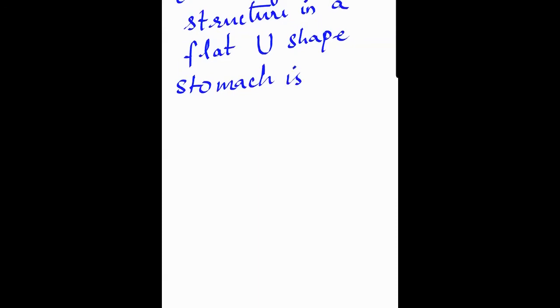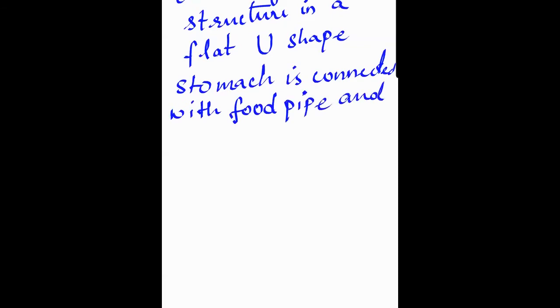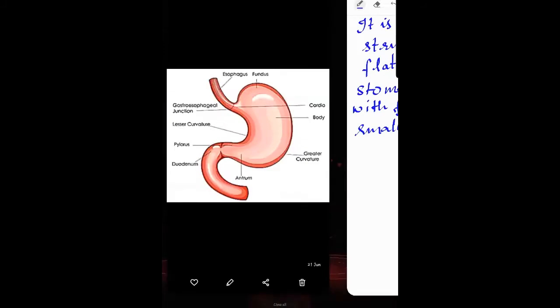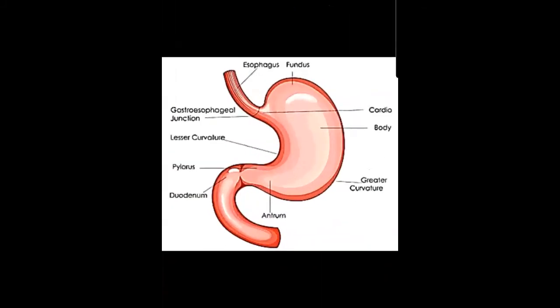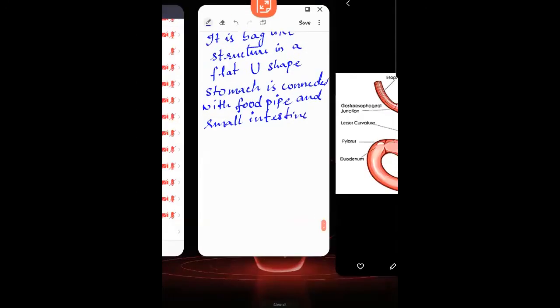The stomach is connected with the food pipe and the small intestine. You can see in the diagram that the esophagus is at the front, and at the end is the small intestine, the duodenum, and in between you can find the stomach.